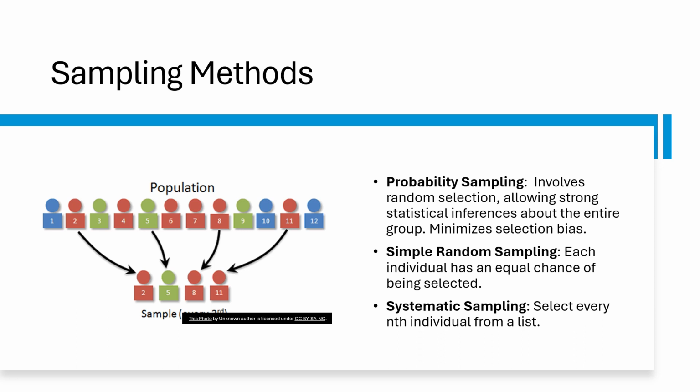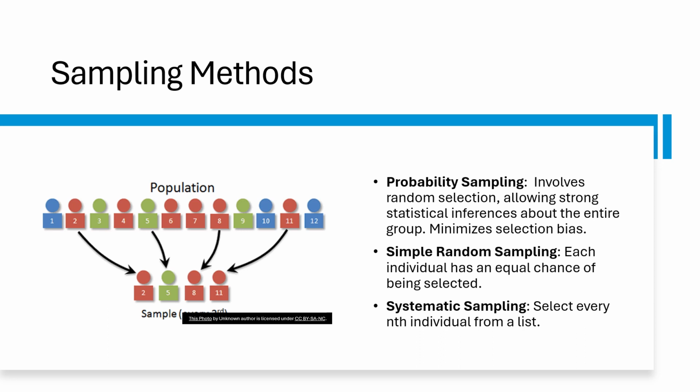There are different sampling methods, and definitely population and sample are very important again. The very first sampling method that we must talk about is probability sampling. It's a kind of random selection. It allows very strong statistical inferences about the entire population. It also minimizes the bias which may be present.